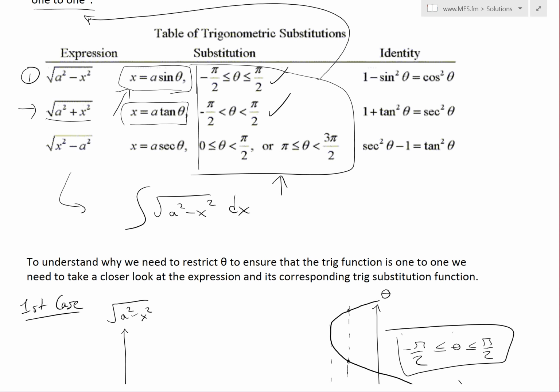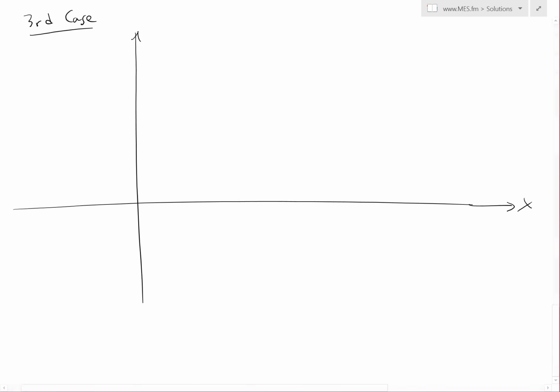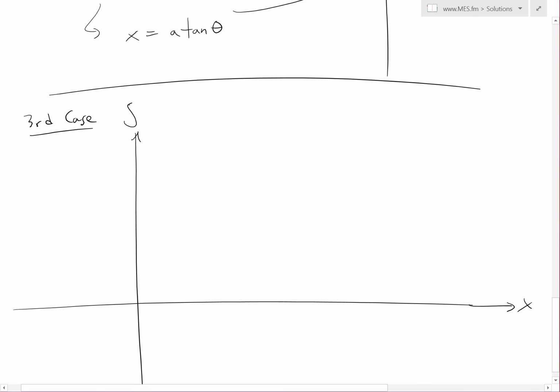Now when we look at the third case, where we have the square root of x squared minus a squared, as opposed to the other way around, we'll be applying the trig substitution x equals a secant theta, and I'll show you why we do that. So when we scroll back up here, this is now x squared in front, minus a squared.